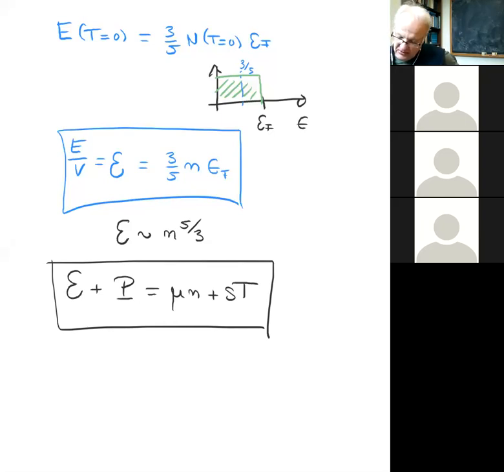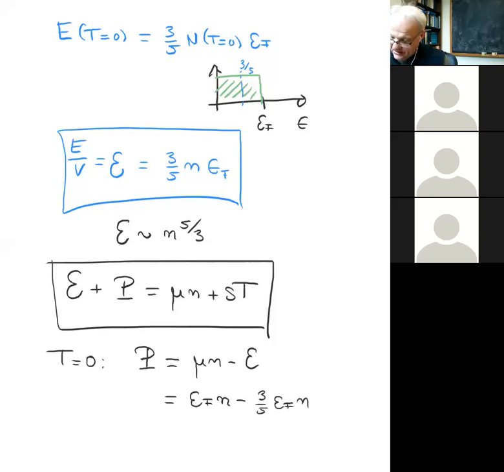So if you use that relation at 0 temperature, then obviously the entropy term goes away and you can solve it for pressure. So then the pressure of the system is mu times N minus the energy density. We saw that mu in the ultra-cold Fermi system is just the Fermi energy. So the first term is epsilon Fermi times N. And we just computed the energy density and found it to be 3/5 times the Fermi energy times the density. So then 1 minus 3/5 is 2/5.